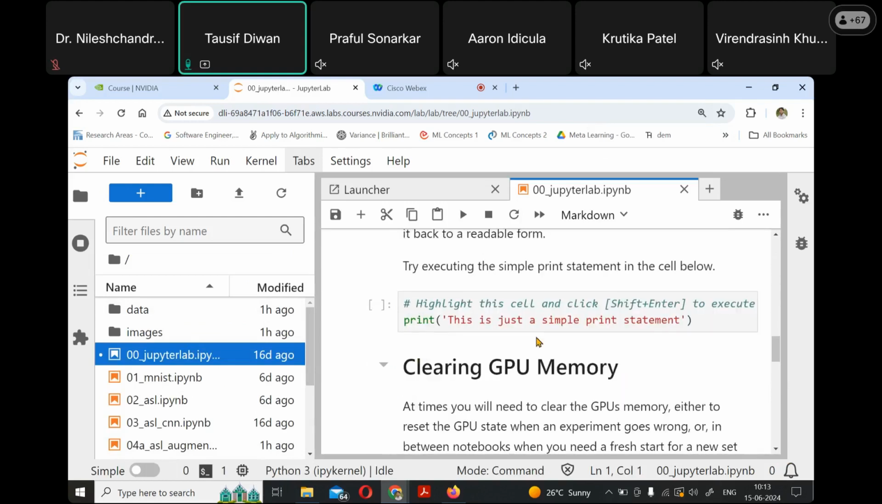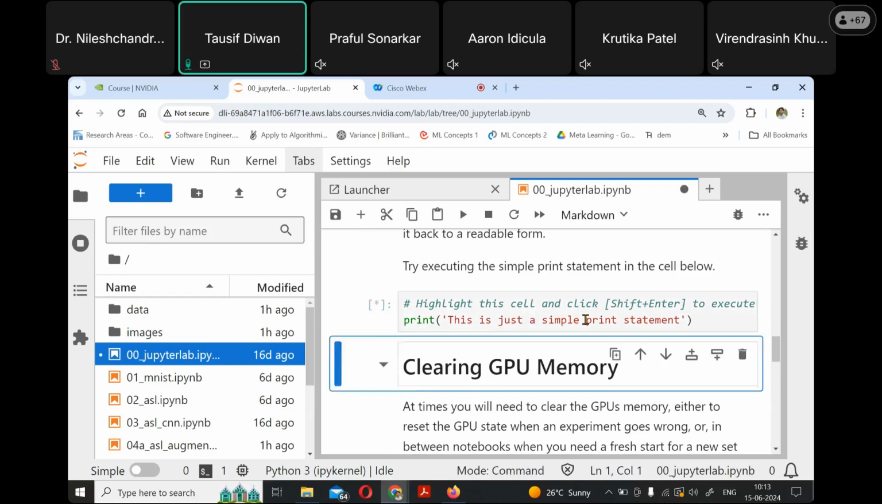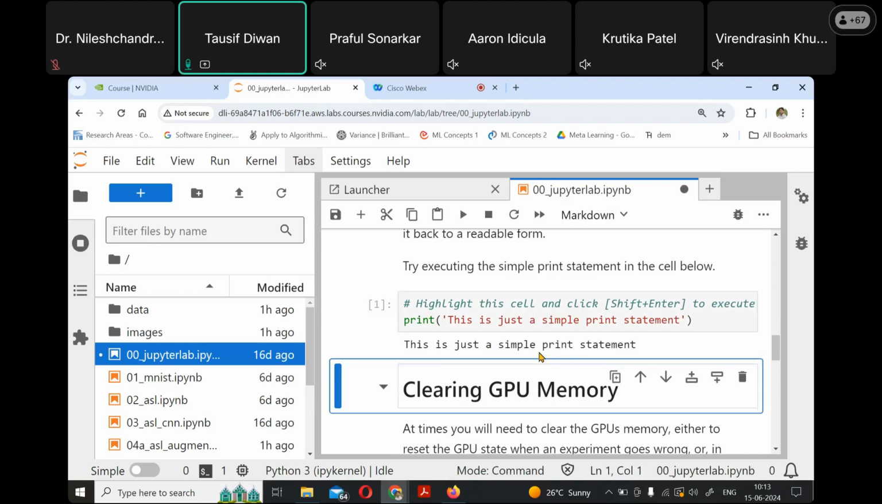So suppose this is a cell. We just need to click into this cell and press Shift Enter for running this cell. Shift Enter is the command for executing this cell. Once I press Shift Enter, then you can see this outcome. This was the first thing.